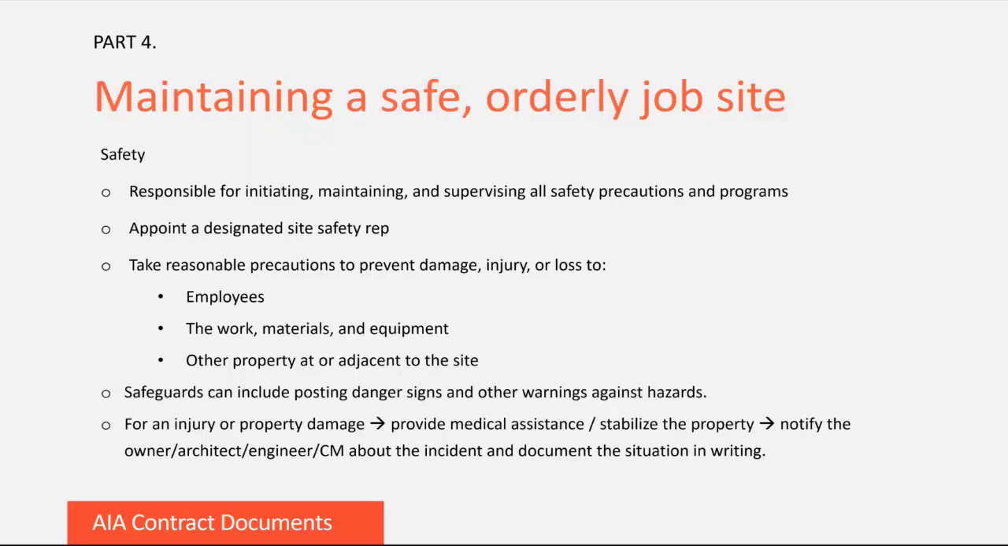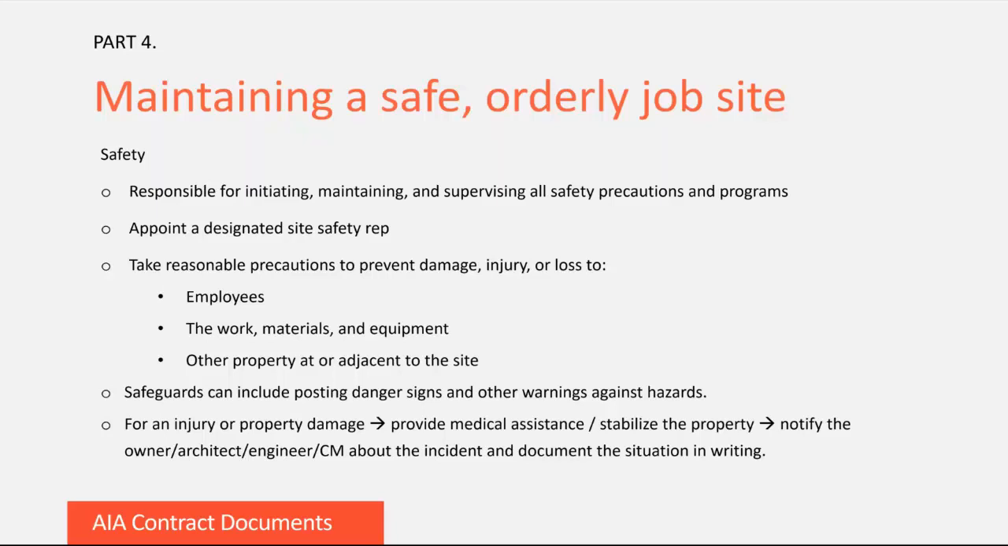The contractor should appoint a designated site safety rep. This could be the superintendent, a foreman, or a designated safety officer. It may also be the same person as the designated rep for the project. Depending on the owner, the size of the project, and the number of construction personnel, there may be a requirement that the site safety rep be OSHA 10, 30, or 40 hours certified.